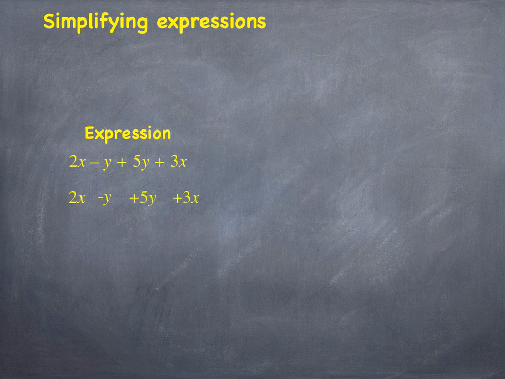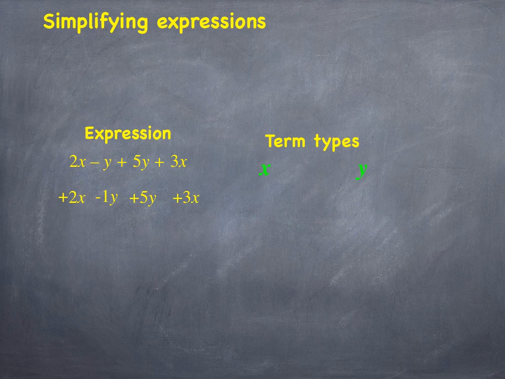Now, the first term doesn't have a sign in front of it, but the coefficient 2 is clearly the same thing as plus 2, so I'll give it its plus sign as well. Another point is that the minus y term doesn't show a number, but minus y actually means minus 1y. So I'll put the coefficient minus 1 in as well. Now I'll make a note of the term types. In this example there are two, terms in x and terms in y.